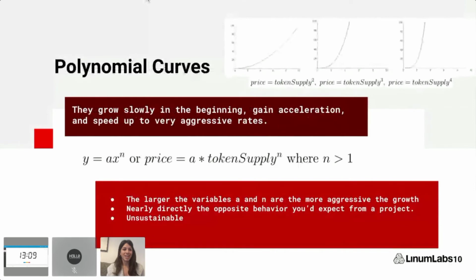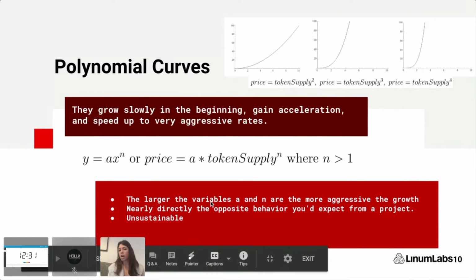Polynomial curves, which I said I was not a fan of. These grow very, very slowly in the beginning, gain acceleration, and then speed up to very aggressive rates. So you can see some examples of them here. Price equals token supply squared, price equals token supply cubed, and price equals token supply to the 4th. And as you see, as that n gets higher, the slope grows more aggressively. And the base formula for that is y equals ax to the n, or price equals token supply to the n, where n is greater than 1.